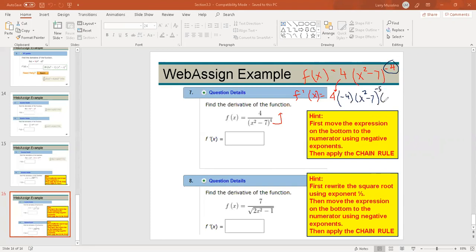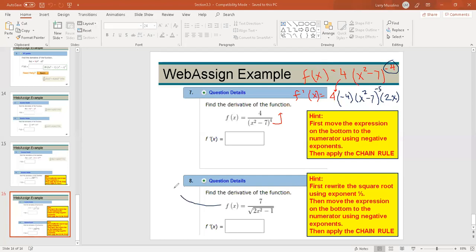The chain rule says I have to take the derivative of what's inside the parenthesis. The derivative of what's inside is 2x. Of course, you could simplify that if you'd like. All right, let's go ahead and do the bottom example.